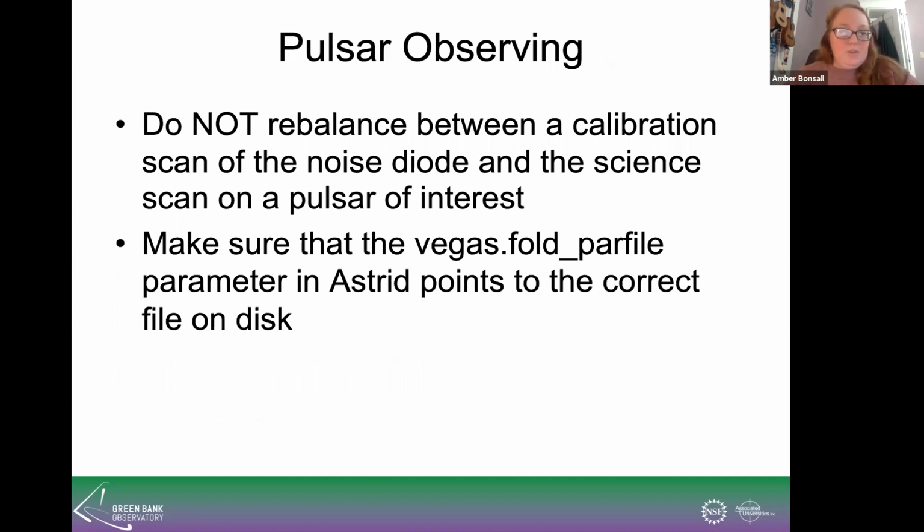Pulsar observing. I don't know much about pulsar observing, and Ryan or Bren or Andrew can tell me if this is also accurate, but you should not be rebalancing between a calibration scan of the noise diode and the science scan on a pulsar of interest. And then make sure that the vegas.fold par file parameter in Astrid points to the correct file on disk. I can't entirely tell you what that means, but that's what I believe I had Ryan approve last year.